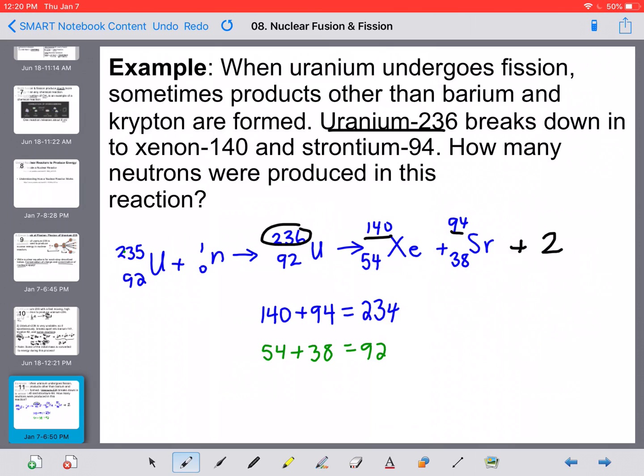So I'm going to write it this way. Coefficient of 2, and then the symbol for neutrons. So again, this means 2 neutrons. And we should also just make sure that the bottom numbers match. So 54 plus 38, that's 92. This is already 92 here, so that's good.